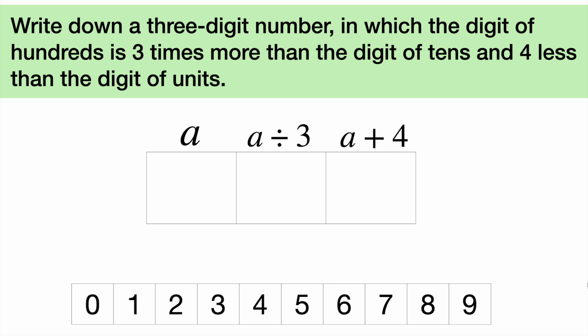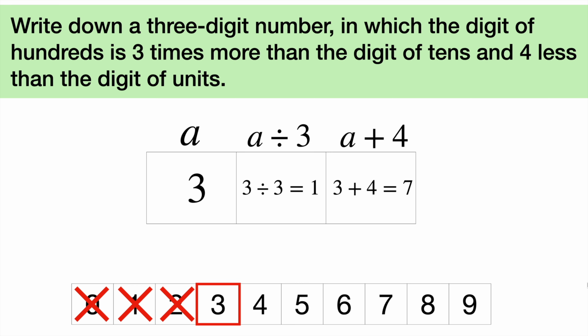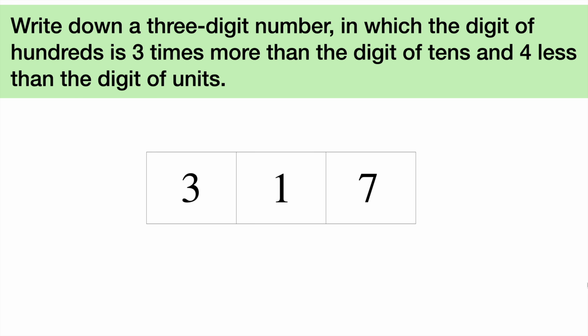Since the number of tens is 3 times less by the condition, you can write what it is, a divided by 3, and the number of units is 4 more than the number of hundreds. A cannot be 0, since 0 cannot be the first digit of a 3-digit number. Also, a cannot be 1 and 2, since it must be divisible by 3 in order to get the tens digit. Substituting 3 instead of a, we get that the required number is 317. I recommend to solve this problem by denoting the number of tens with the letter A.